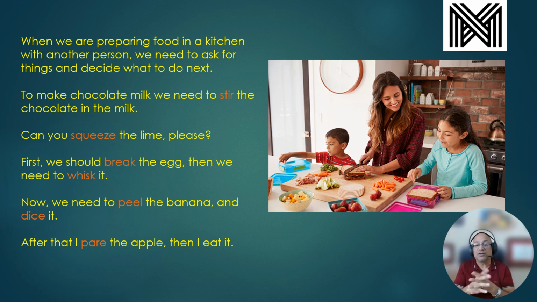Okay, and if she's going to make an omelette, first we should break the egg, then we need to whisk it. Once it's mixed, we can make delicious omelettes. Now, we need to peel the banana and dice it. When you dice a banana, you dice it into small pieces.